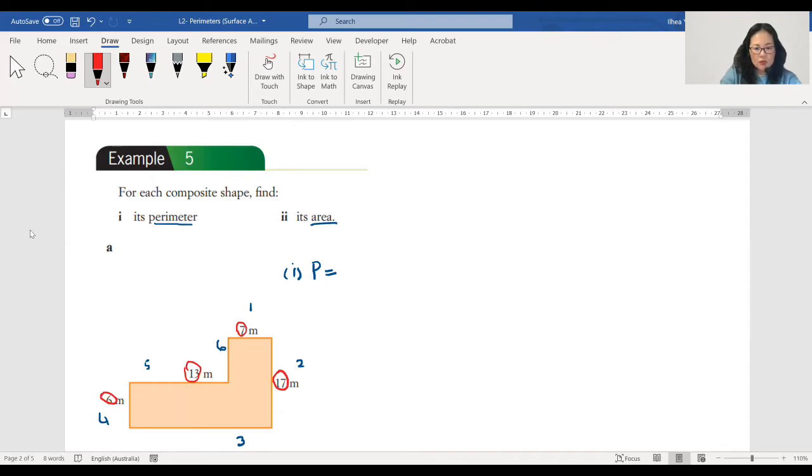So I'm just going to write 7 meters plus, I'm going to go with the 1, 2, 3, 4. 2 was a 17 meters. 3, we don't know, meters. Number 4, 6 meters. Number 5, 13 meters. Number 6, we don't know. So these are the mystery sides that we need to find. Okay, so let's have a look what we can do.